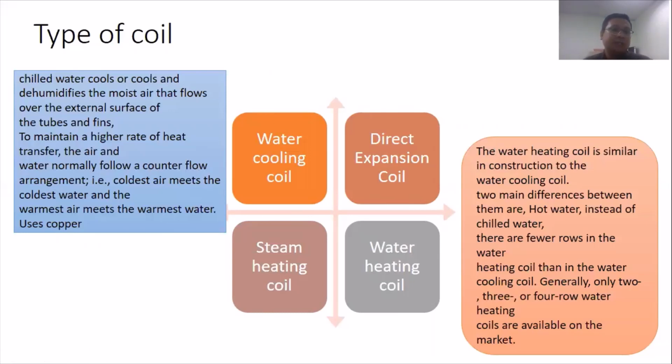divided into several types. Chilled water cools, or cools and dehumidifies, the moist air that flows over the external surface of the tube and fins. To maintain a higher rate of heat transfer, the air and water normally follow a counter flow arrangement. Actually, these are several types of coil based on the function.